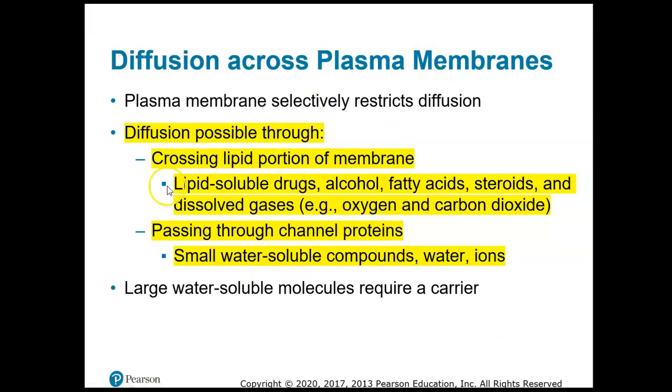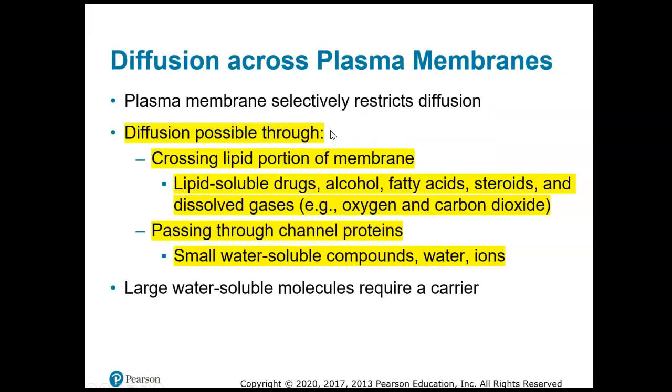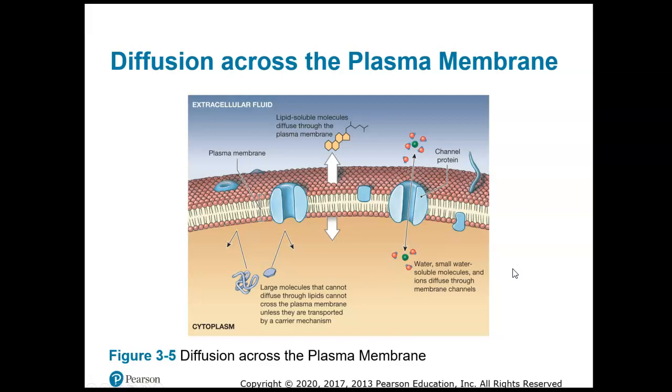So diffusion can be substances crossing the phospholipid bilayer, and that's going to include lipid-soluble drugs, alcohol, fatty acids, steroids, and gases like oxygen and carbon dioxide. These are all able to just travel through that phospholipid bilayer. And then there's small water-soluble compounds and water itself and ions, meaning they have a charge, that are able to diffuse through channel proteins. And this is because they are water-soluble, not lipid-soluble.